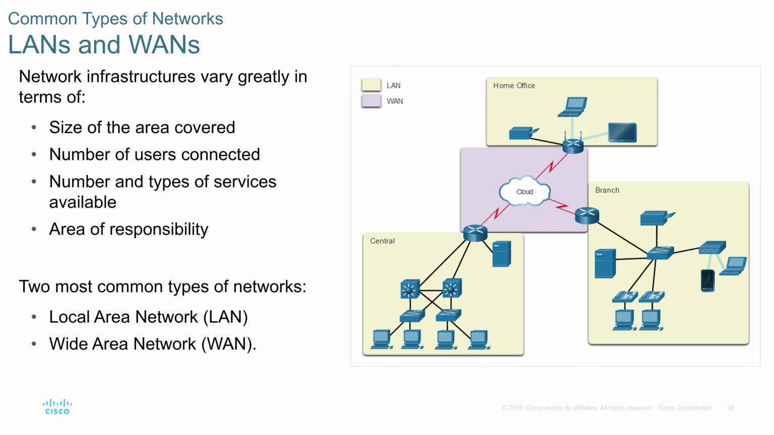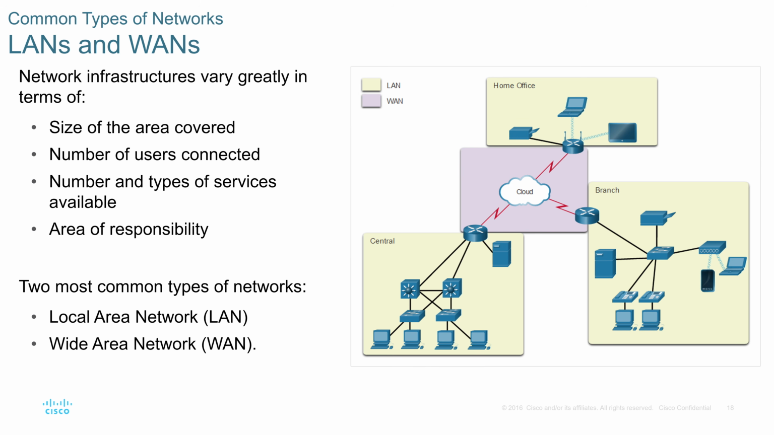The common types of networks can be categorized into two different categories, one called the LANs, the other one called the WANs. LAN stands for local area network. WAN stands for wide area network. Just exactly what it sounds like. It provides the network infrastructure to either a smaller area or a wider area.